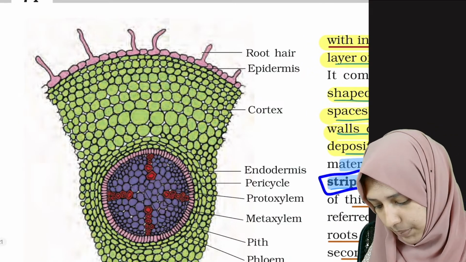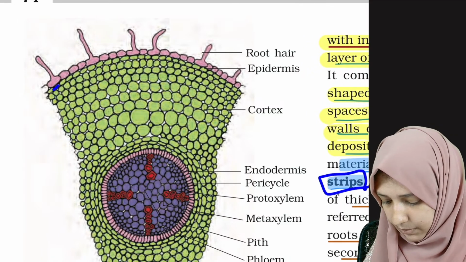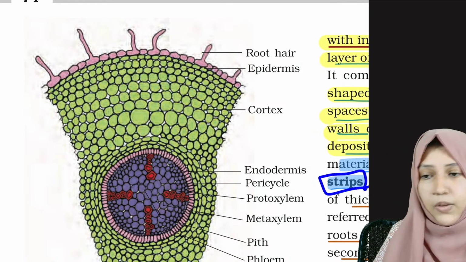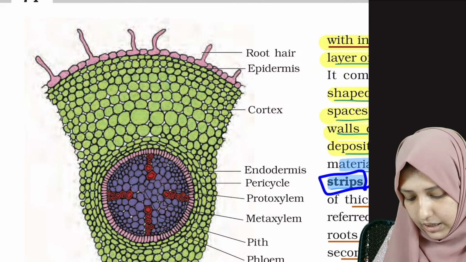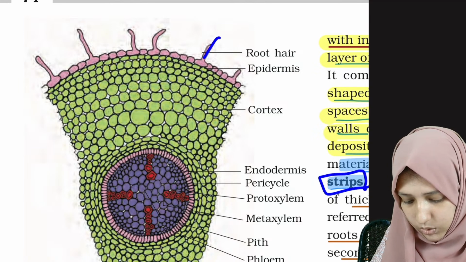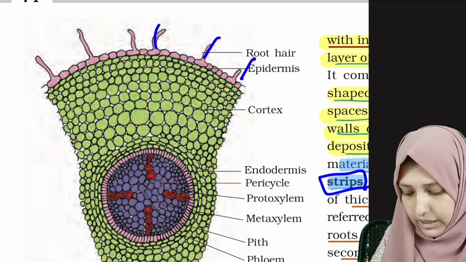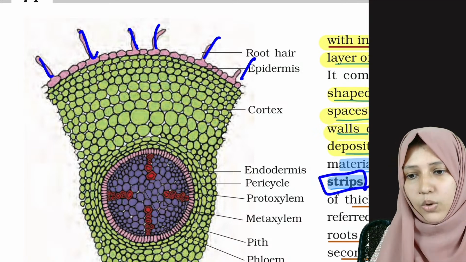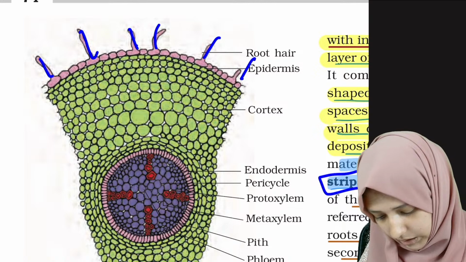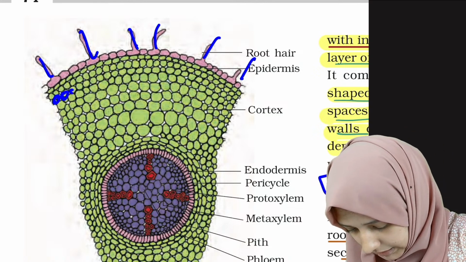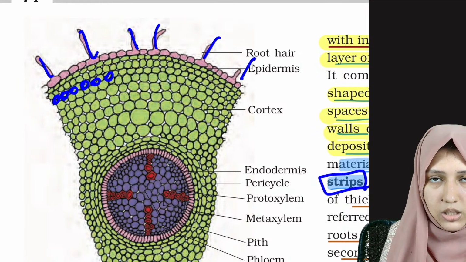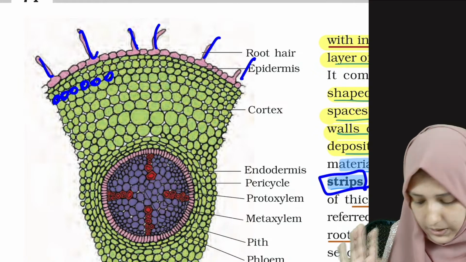So this is the epiblema. This is the epidermal layer. The first layer that you see is the epidermal layer. Then outer to the epidermal layer you will be seeing root hairs, which are the epidermal appendages. Now inner to the epidermis you have seen cortex. Cortex will be having linearly arranged parenchymatous cells with little intercellular spaces.